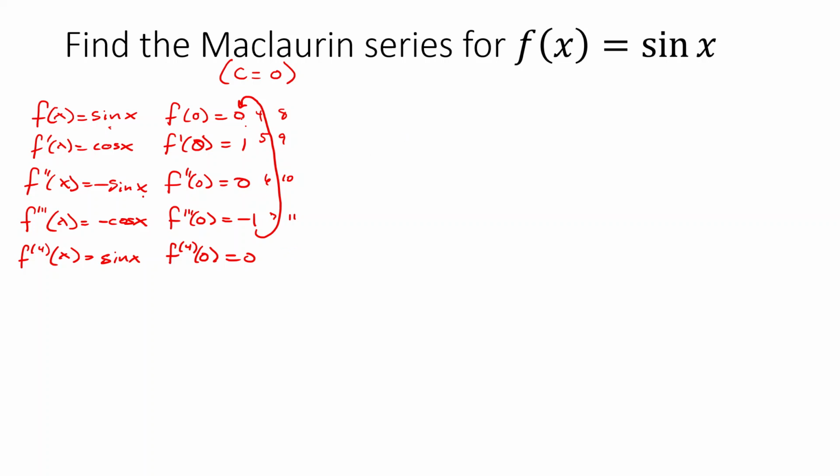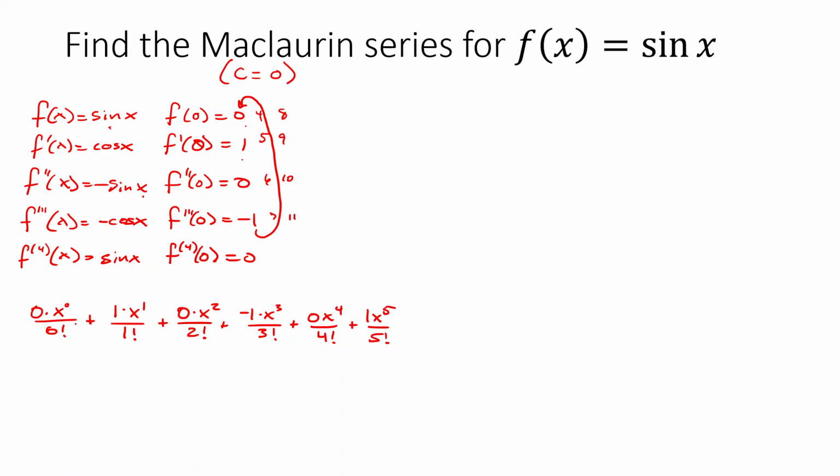All right, so let's see if we can write out the first few terms. So we'll have 0 times x to the 0 over 0 factorial. Not much happening there. Plus 1 times x to the first over 1 factorial. Oh, well, we finally got something there. Plus 0 times x to the second over 2 factorial plus negative 1 times x to the third over 3 factorial. Plus 0 x to the fourth over 4 factorial plus 1 x to the fifth over 5 factorial, right? We're back to positive 1.